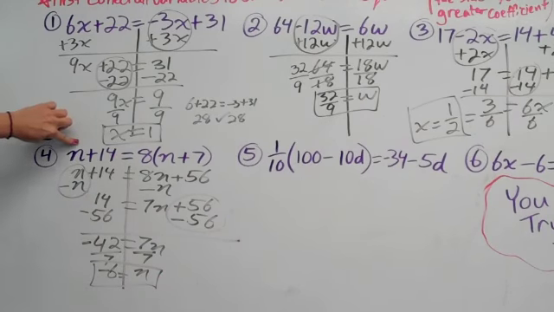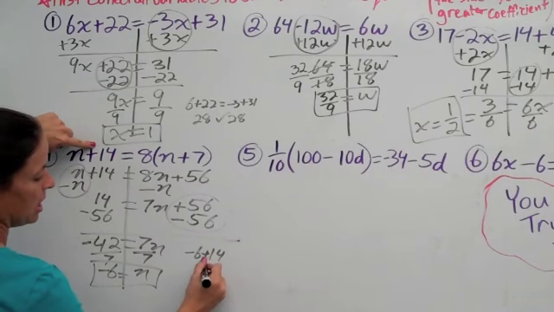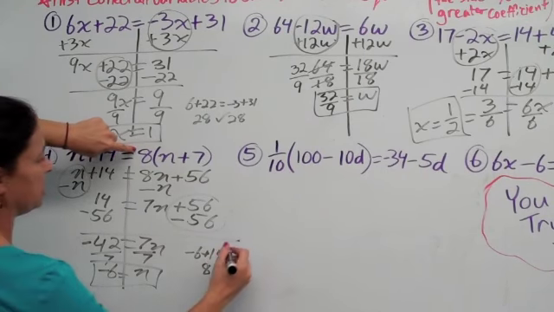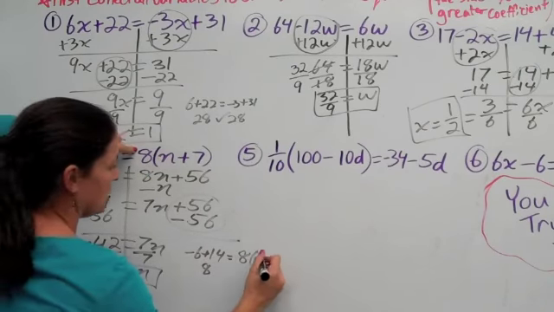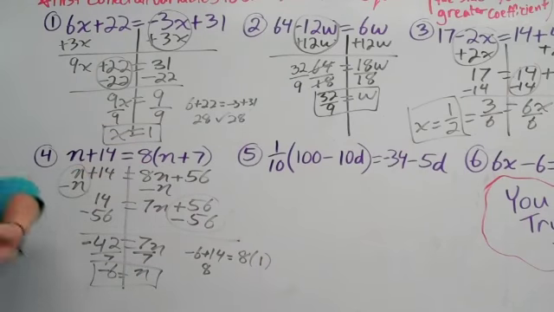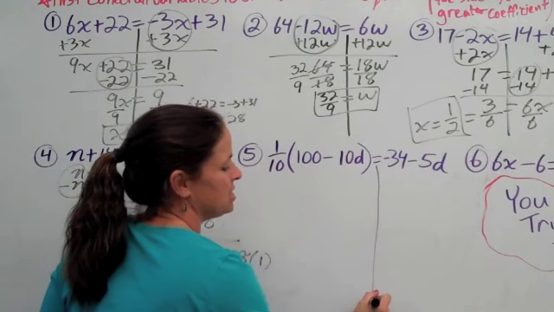I can plug it in. Negative 6 plus 14. Negative 6 plus 14 is 8. And if I plug it in over here, 8 times, what's negative 6 plus 7? That's 1. What's 8 times 1? It equals 8. So it checks. Yeah.